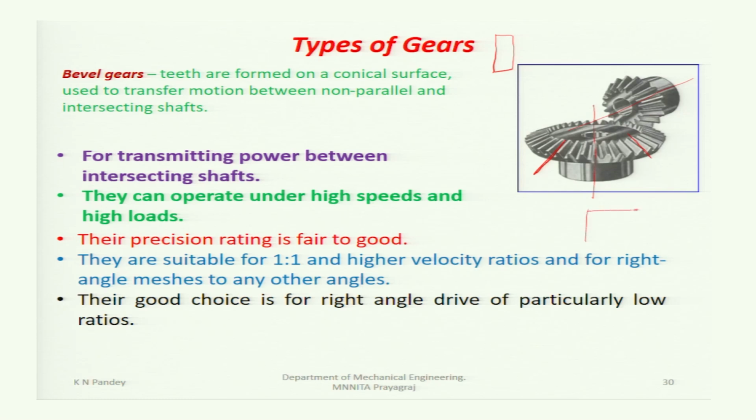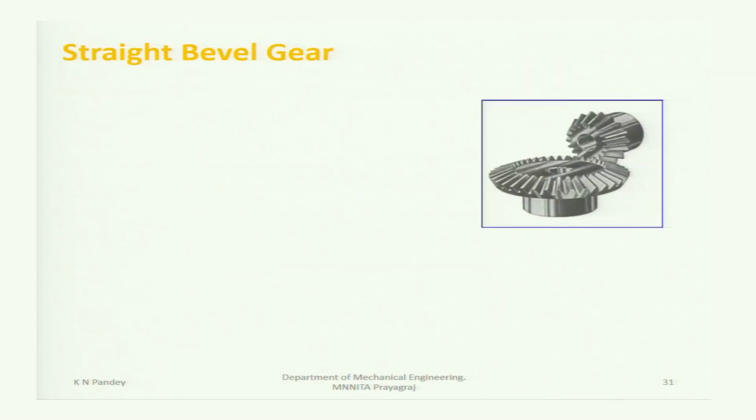Like they may be for the right angle or they may be for more than 90 degrees or less than 90 degrees. Straight bevel gear, where the teeth are straight, just analogous to the spur gear.